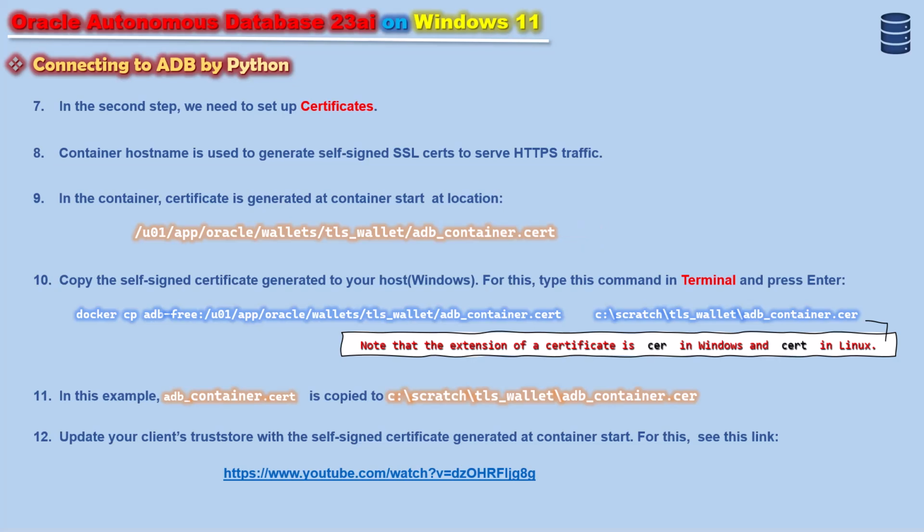Copy the self-signed certificate generated to your host, Windows. To do this, type this command in the terminal and press enter. In this example, adb_container.cert is copied to this location.